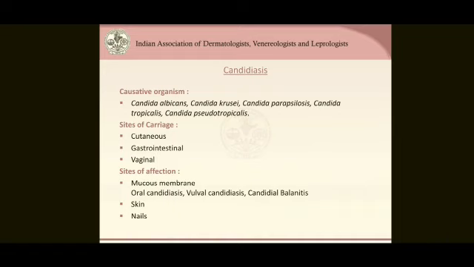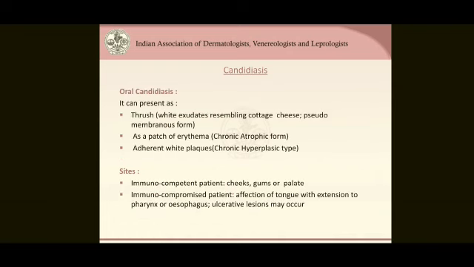Coming to the last topic of the superficial fungal infections, that is Candidiasis. Causative organisms can be Candida albicans and the other ones which are mentioned in the slide. Sites of carriage can be cutaneous, gastrointestinal or vaginal. Affected sites can be mucous membrane causing oral candidiasis, vulval candidiasis or candidal balanoposthitis. It can infect skin or the nails.